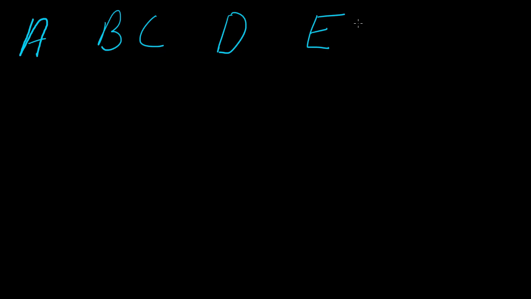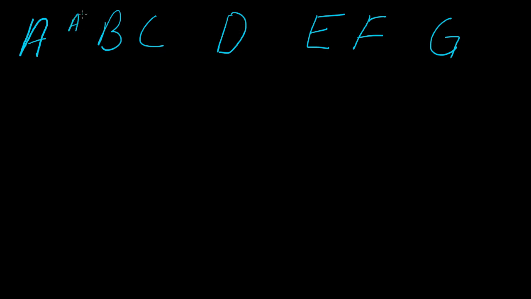But I'm going to write it out here. The musical alphabet consists of A, B, C, D, E, F, G. And then there are 5 notes in between these right here.